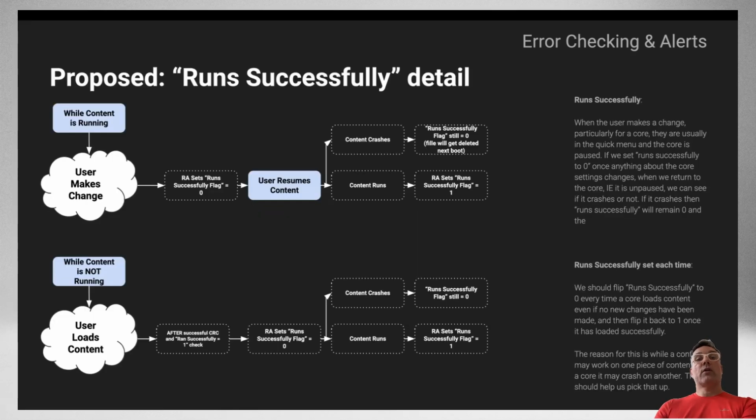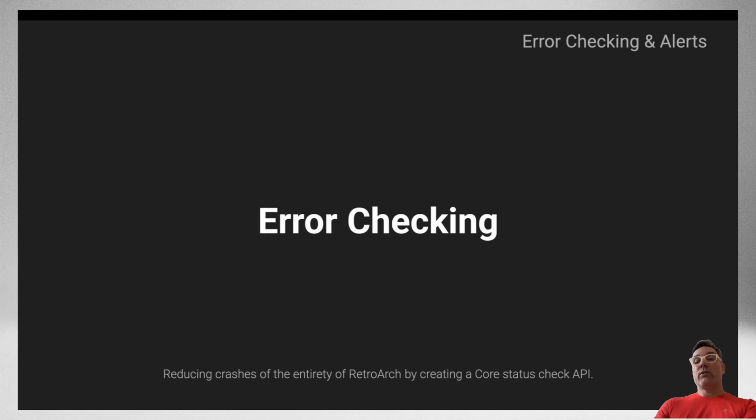So that kind of covers the config file suggested changes. There's a little bit more detail there you can potentially read on. Maybe the explanation might make more sense than I've described. And so now we go on to what I'm calling error checking.